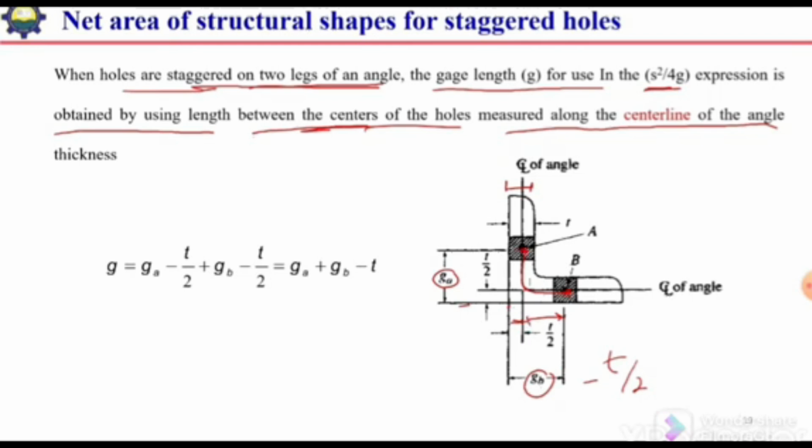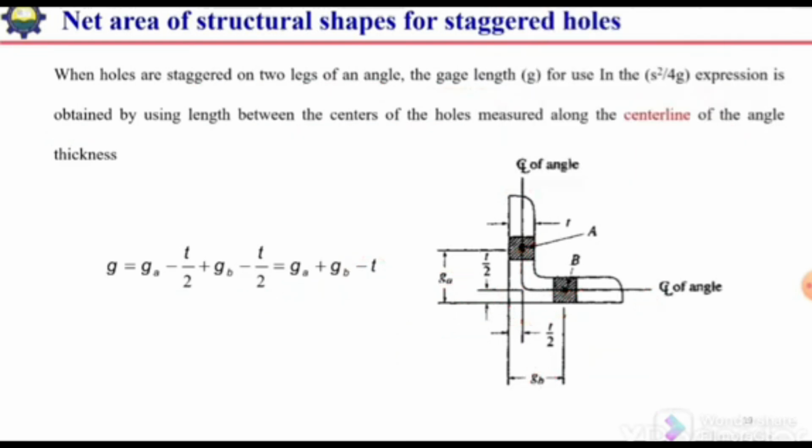Similarly in this direction, the distance from the center of the hole up to this center line will be equal to GA minus T by 2. So the total length will become GA minus T by 2 plus GB minus T by 2. So the length of this center line from the center of this hole up to the center of the next hole, if we add these 2 values, will give us GA plus GB, meaning the gauge length for this hole and the gauge length for this hole, minus the thickness of the leg. In case of angle section we have the same thickness for both the legs, so we will subtract T out of the value GA plus GB.